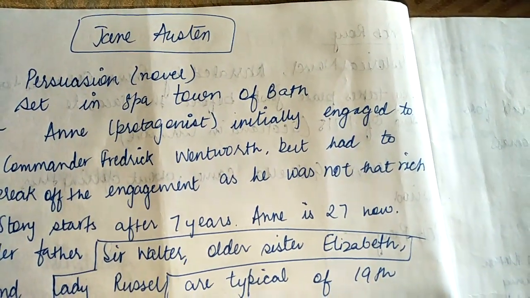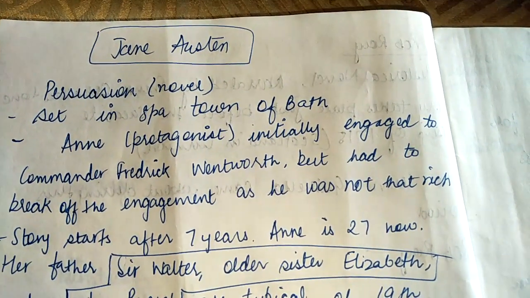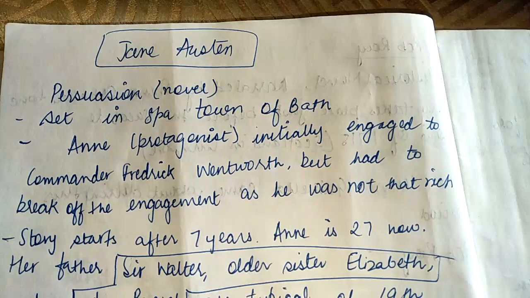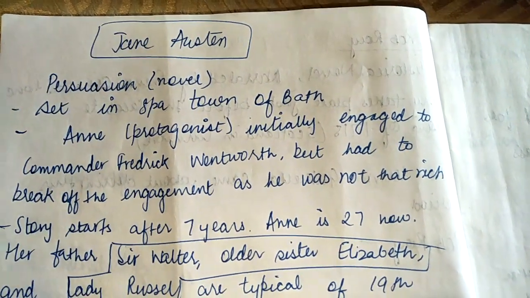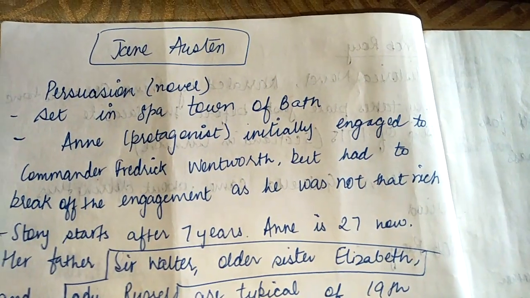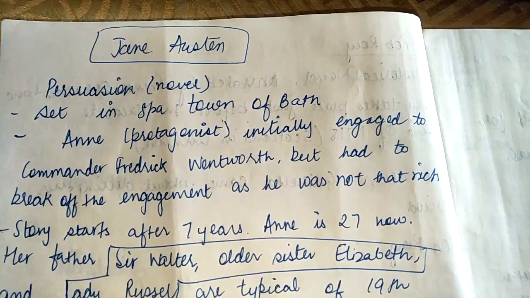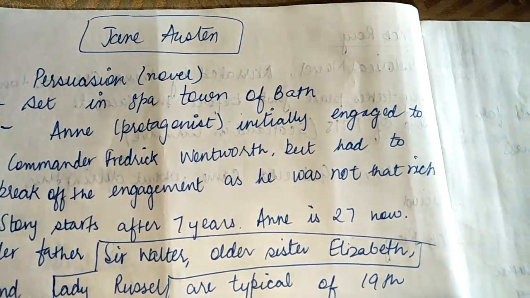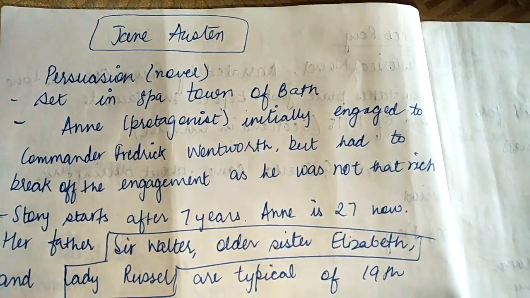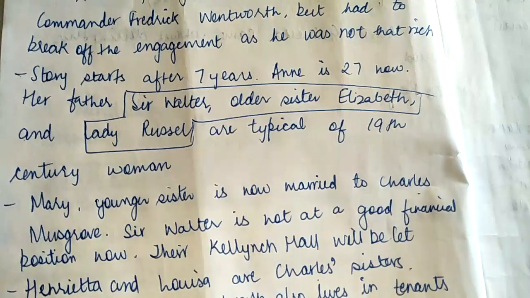So it so happened that Anne's father, Mr. Walter, and Anne's elder sister Elizabeth and her aunt Russell, they all made her agree to break off the engagement with Wentworth because he was not that rich. Otherwise, he was a nice commander and he was young, smart, and sensible, everything, but he was not that rich. So the story starts after 7 years.